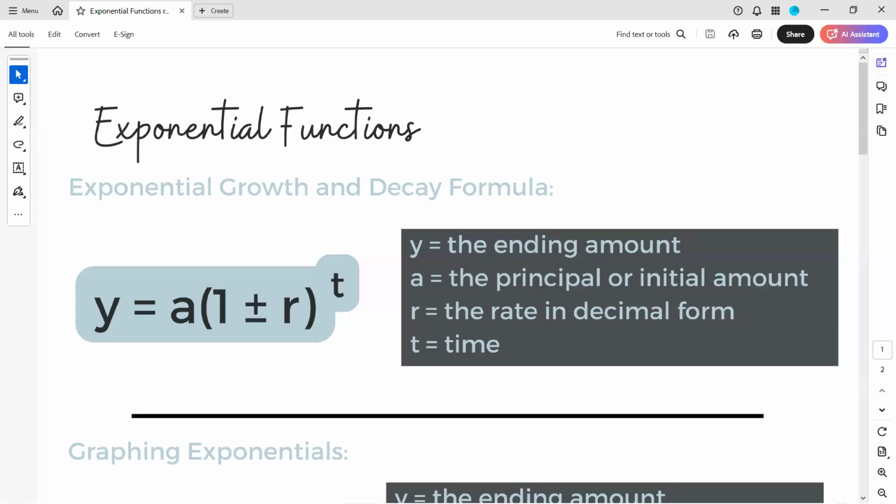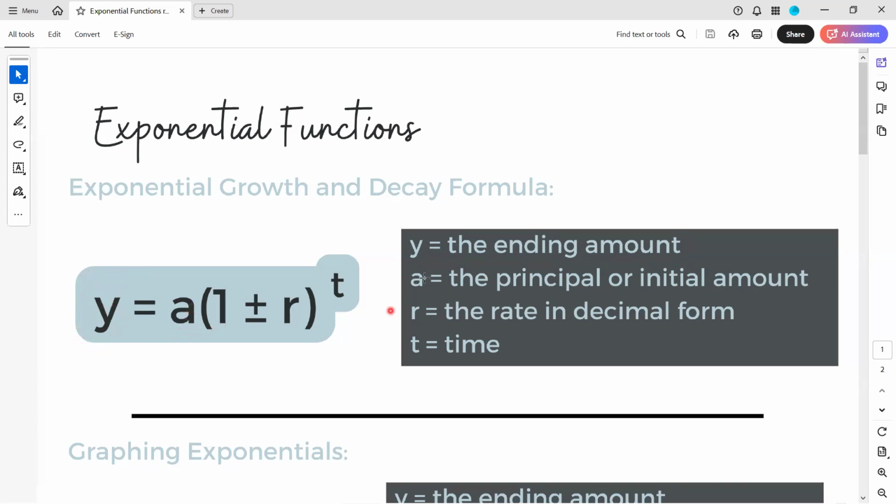All right, let's take a look at what's happening with this exponential growth and decay formula. So the first thing I want to notice is that the y is your ending amount. In other words, that's usually what you're having to find. So that's usually just going to stay y equals as you're working through.